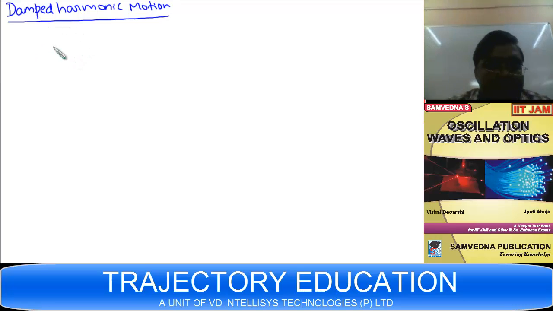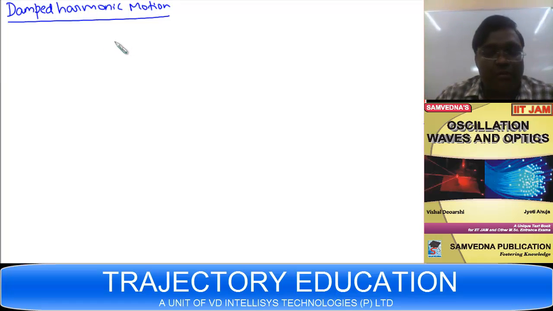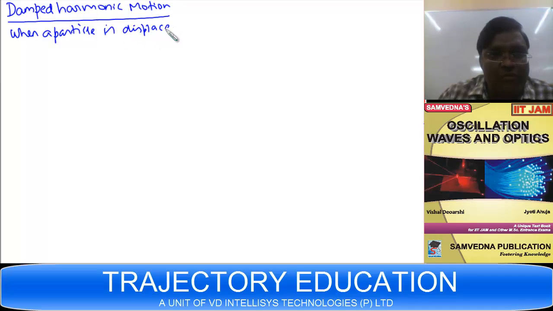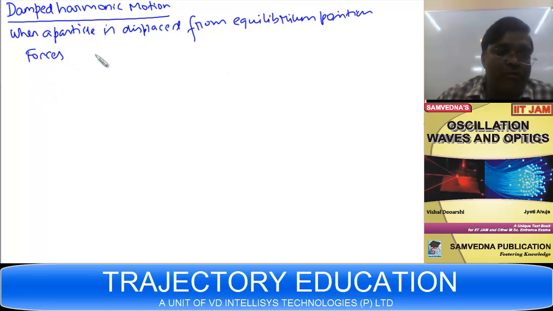We have studied simple harmonic motion, where, when the particle is displaced from equilibrium position, you have a restoring force acting on that particle. Here in damped harmonic motion, when a particle is displaced from equilibrium position, then apart from the restoring force acting on it, you have one more force.